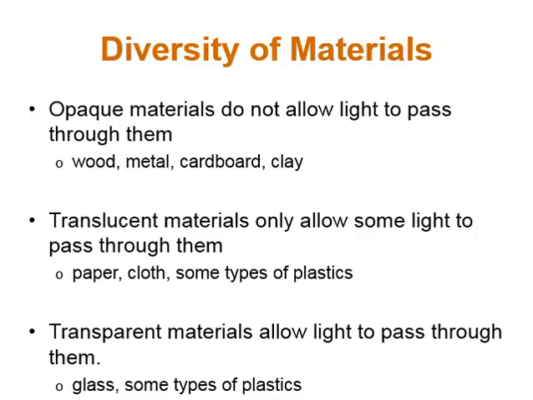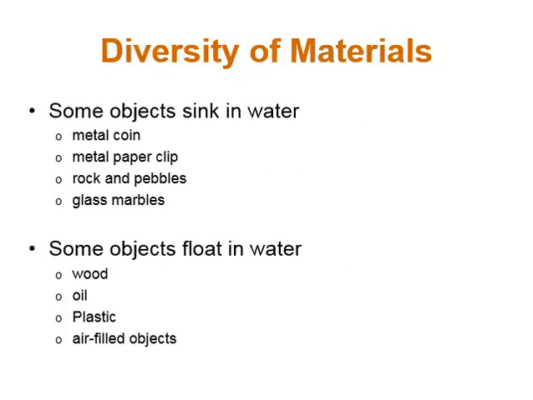You can classify materials into how well they let light pass through. We know there's opaque, translucent, and transparent materials, and we've gone through this in greater detail in the video you watched last week. We also know that materials can be classified into two groups, whether they are able to sink in water or whether they are able to float in water.